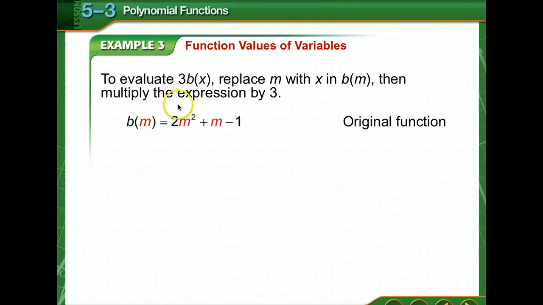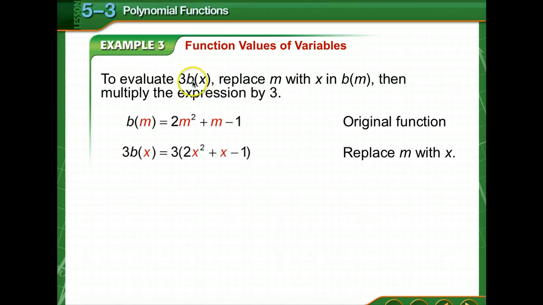Now we're going to evaluate the other one, the 3b of x, and so everywhere there's an m, we're going to replace it with x.